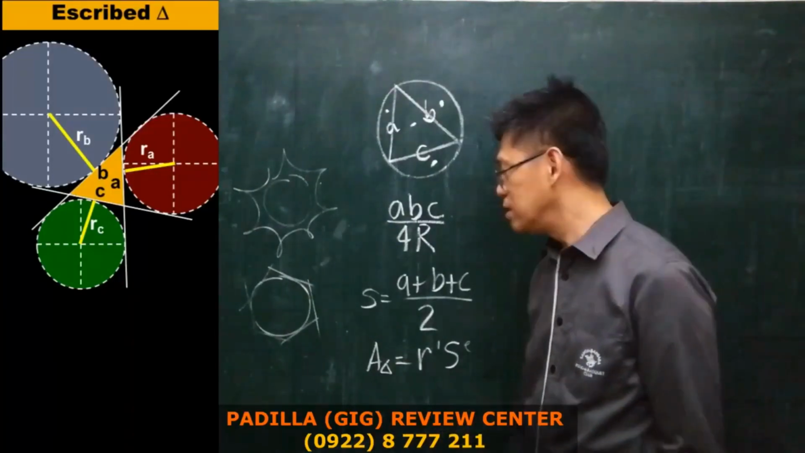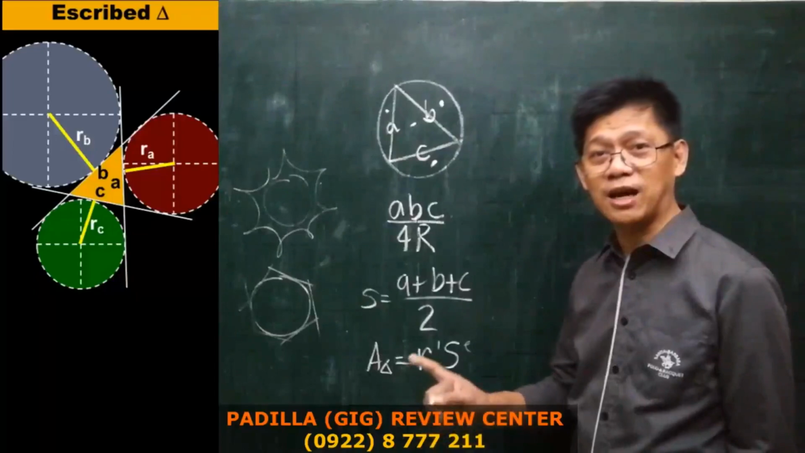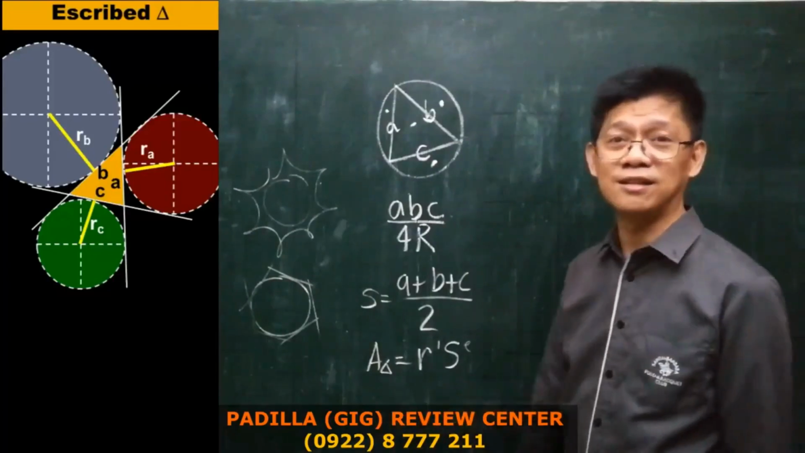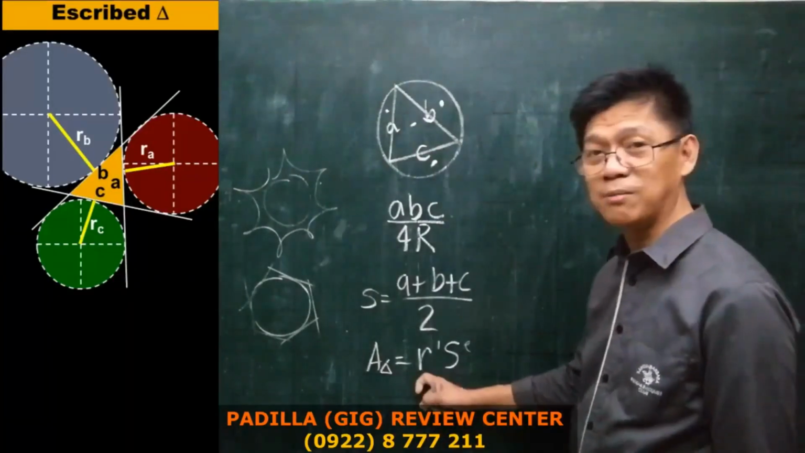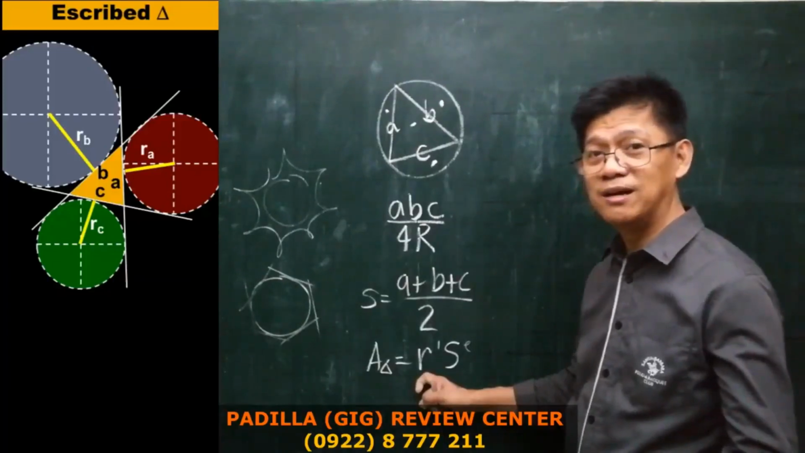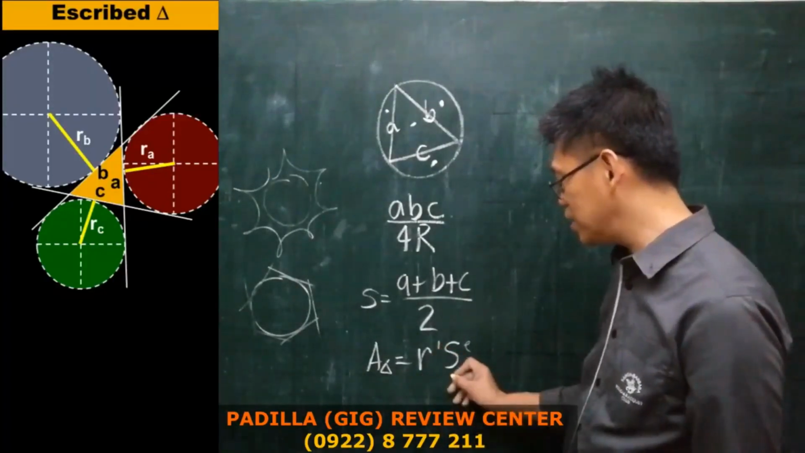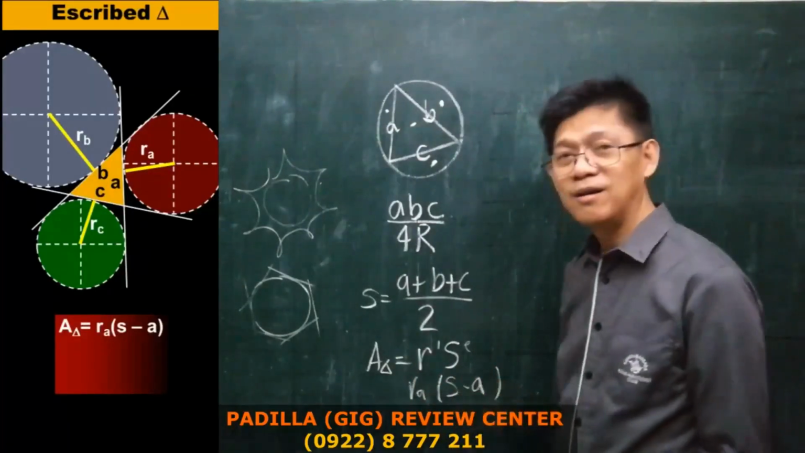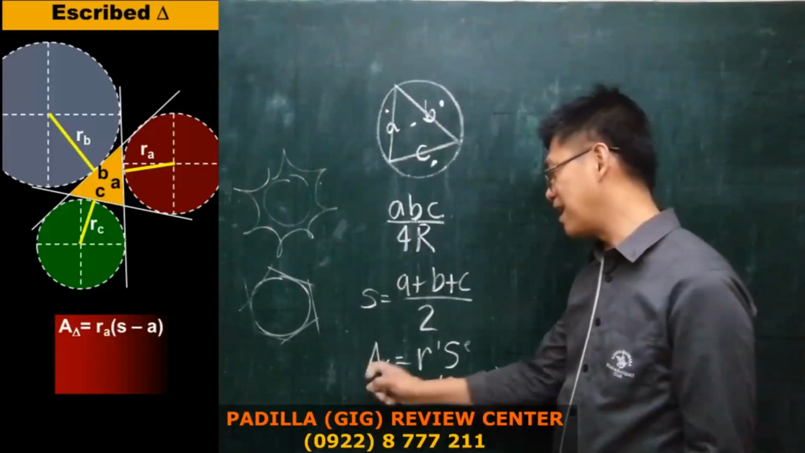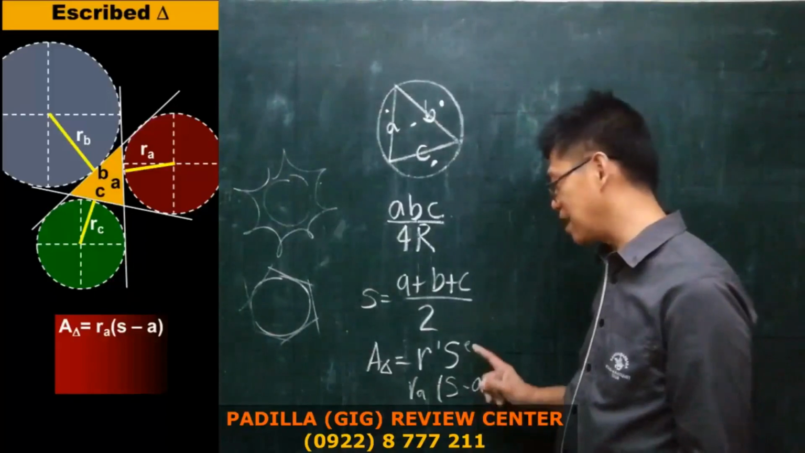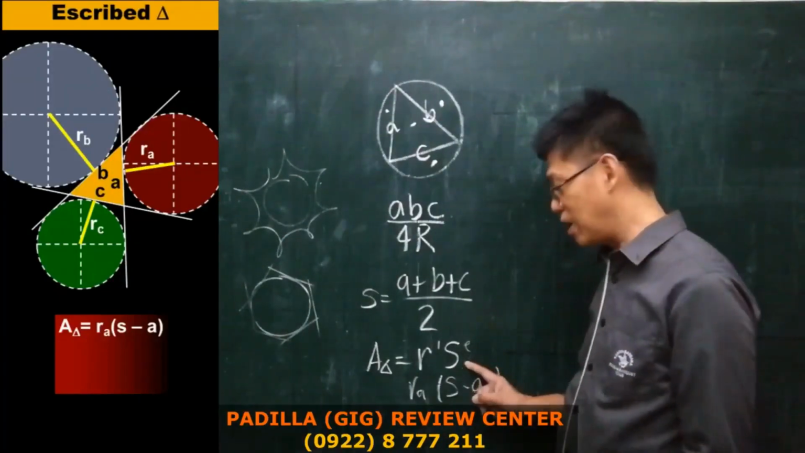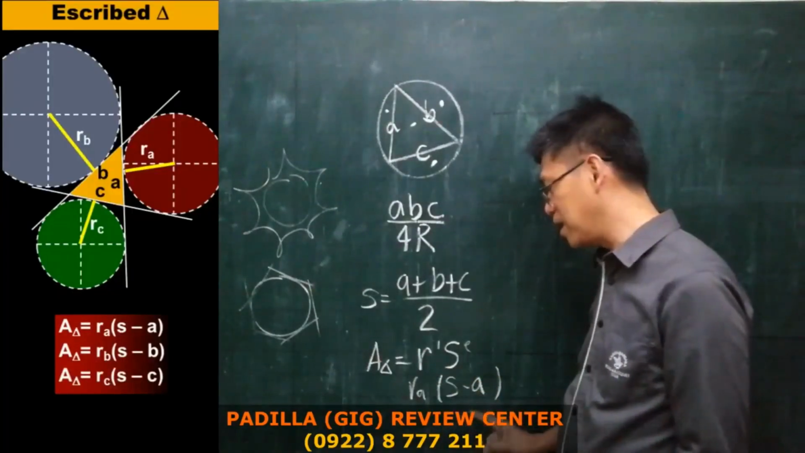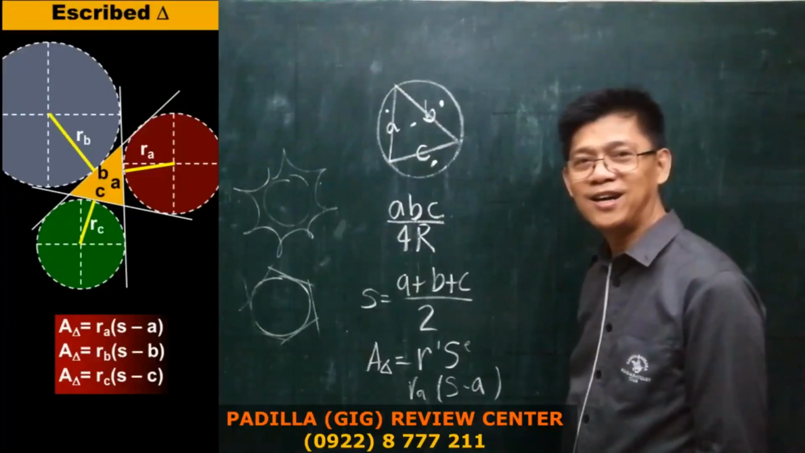Kuha? Now, the governing formula there for escribed circle is parang inscribed circle. A = rs din. Kaya lang, yung r natin, di ba? ra, rb, rc, magkakaiba eh. So, pag ito ra, yung s mo, i-palit mo lang into s minus a. Kuha niya? Doon pa rin ang formula mo. Parang A = rs, pero kung ito ra, this is s minus a. Kung ito, rb, this is s minus b. Kung ito rc, this will become s minus c. Kuha?